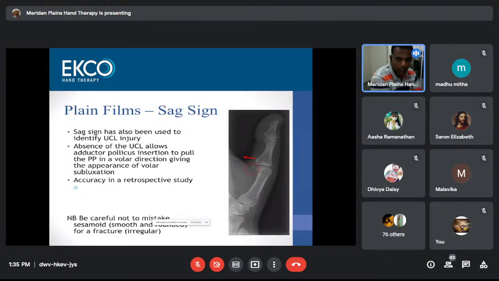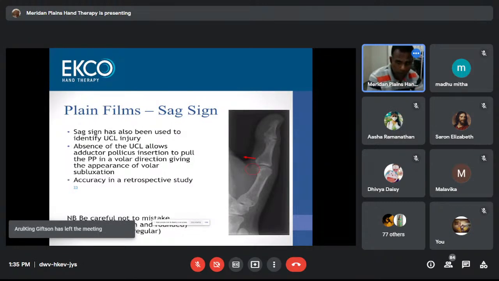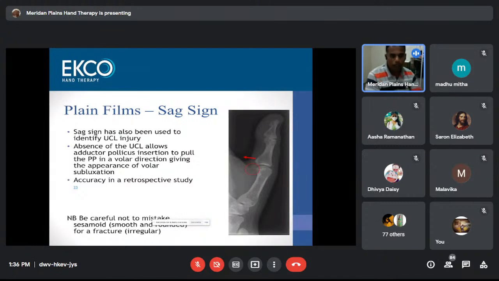Absence of the UCL allows the adductor pollicis insertion to pull the PIP into a volar direction, giving the appearance of volar subluxation. So it's very important, in terms of observing the thumb in an initial assessment, that you could see the thumb metacarpal feel like it's volarly subluxed, partially dislocated. That's because of the absence of the contraction from the ulnar collateral ligament versus the radial collateral ligament. There is some accuracy in a retrospective study that assessing a SAG sign can indicate a possibility of ulnar collateral ligament injury.